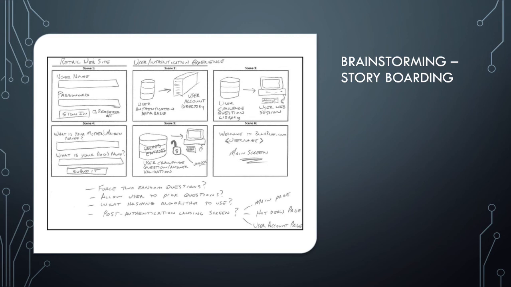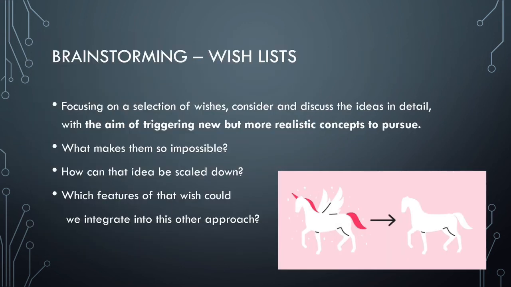The last type of brainstorming that we're going to talk about is wish lists. And so typically when you're wish list brainstorming, you start out with a really wild idea, right? So think, if you could do absolutely anything with this project, if you had all the time and resources in the world, what would you want to do? And then we would go and pare that down and say, what makes this so impossible? Why can't I do this? What are our constraints? And then we say, okay, how can I work inside those constraints?